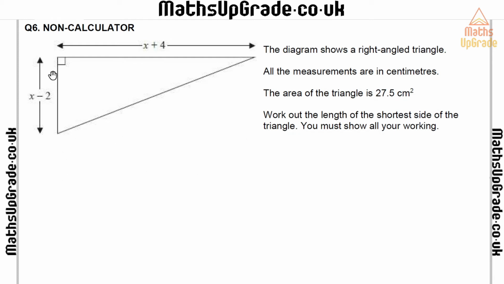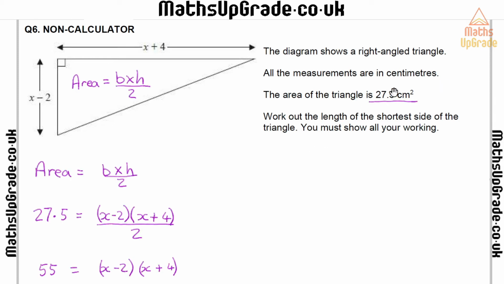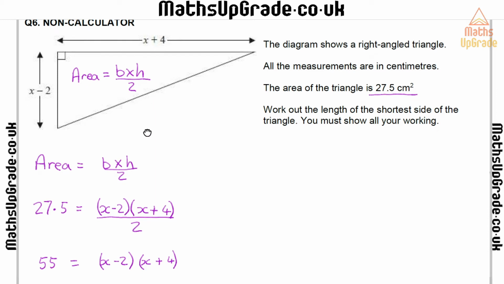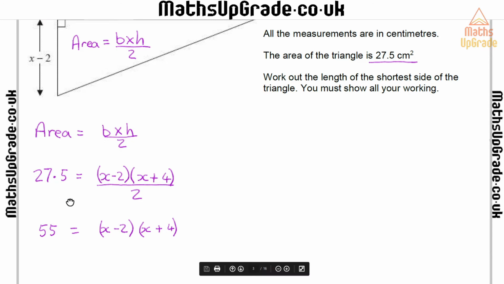When I find the value of x, I can then find the length of the shortest side, which must be this side since I'm subtracting 2 from x. So let's go and do that now. So here's the important information in the question. The area is 27.5. Here's the formula for the area of a triangle, half the base times the height. So the base and the height are just these two sides. So when I multiply them together and divide by 2, that equals 27.5.